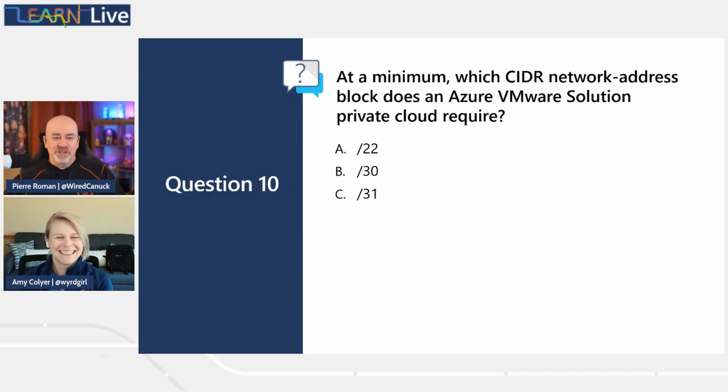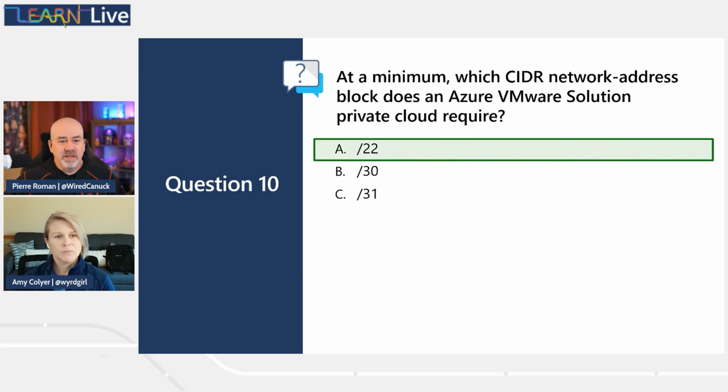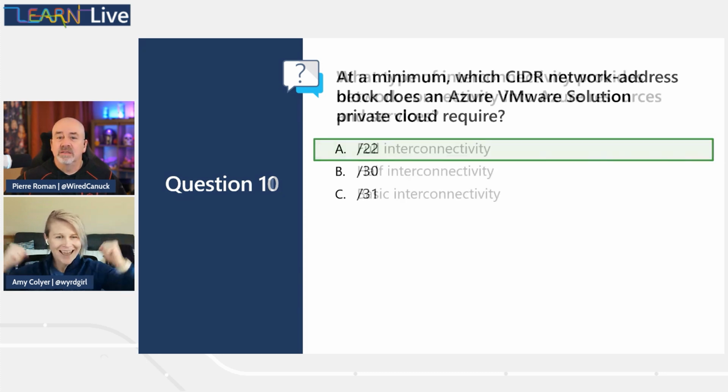At a minimum, which CIDR network address block does an Azure VMware Solution private cloud require? Not has, but require. So it's a requirement. It's a hard requirement. I mean, we've only said the CIDR should be /22. So you can carve it up into all those little management networks and have enough to play with for your VM environment. But the top level block has to be a /22, and you are correct again.